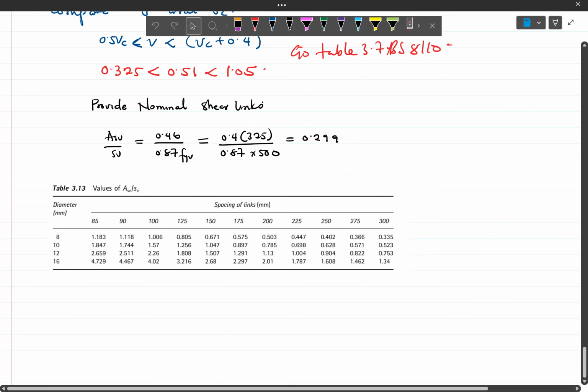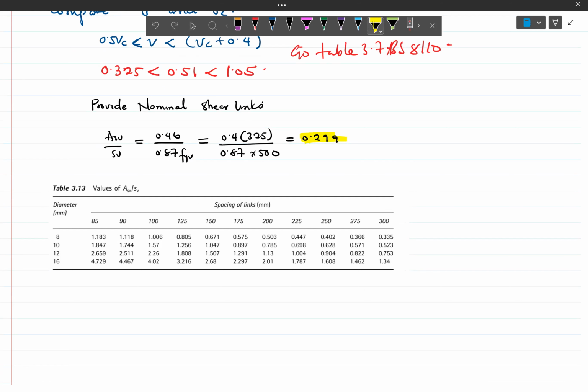All right. So when we calculated, our ASV over SV was 0.299, which is roughly 0.3. Okay. And then the code says that our spacing SV should not be more than 0.75d. Okay, it should not be more than that. So 0.75d will be equal to 410 millimeters. Okay, so we cannot choose a spacing more than 410 millimeters for any of them.